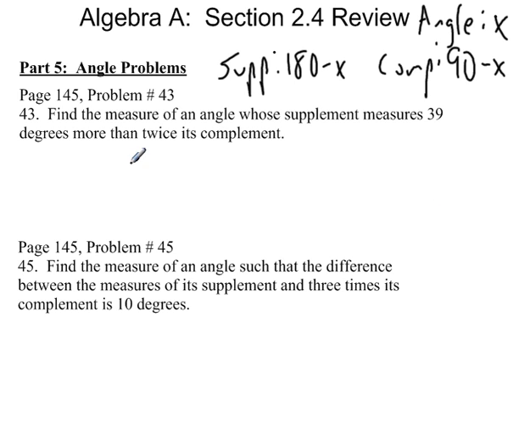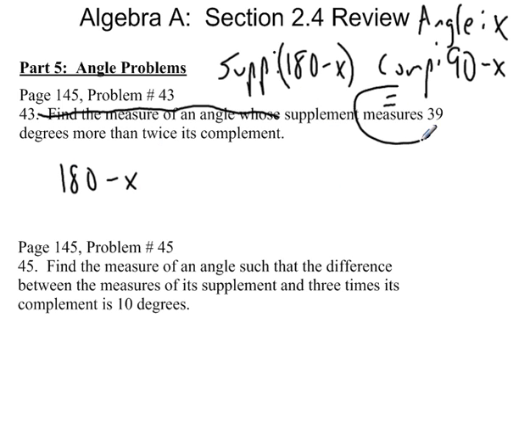So for 43, it says find the measure of an angle whose supplement equals 39 degrees more than twice its complement. Don't let the wording confuse you. You actually don't need any of this. I'm worried about supplement. In place of supplement, you'll put this 180 minus x. Let's just drop that in place. 180 minus x equals 39 degrees more than, so I'm going to add 39 to something, twice its complement. That's going to be 2 times this amount over here, 90 minus x.